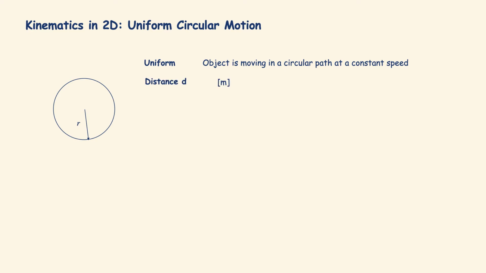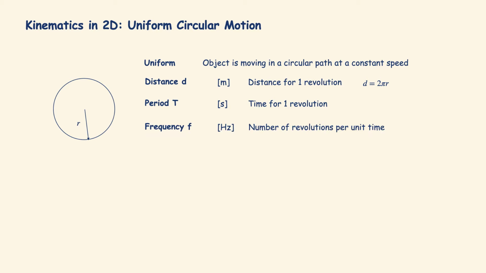The distance here, given in meters, most often is counted in terms of revolutions, so we'll have the distance for one revolution to be simply the length of the circumference of that circle, equal to 2 pi r. Here little r is the radius of the circle. We have two new concepts here. We're introducing the period T, which is defined as the time for one revolution, and the frequency f, which is the number of revolutions per unit time.